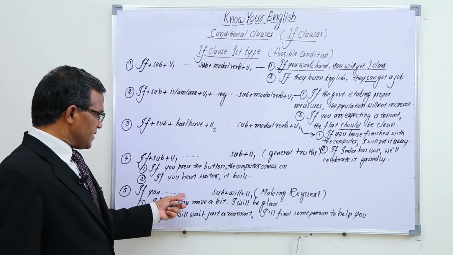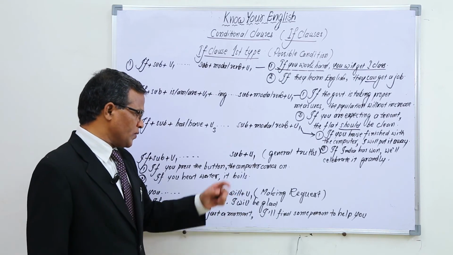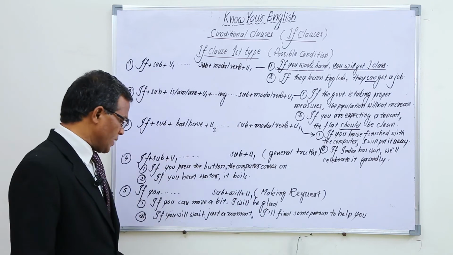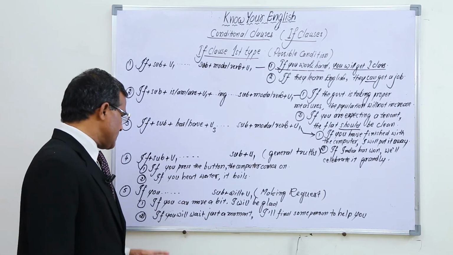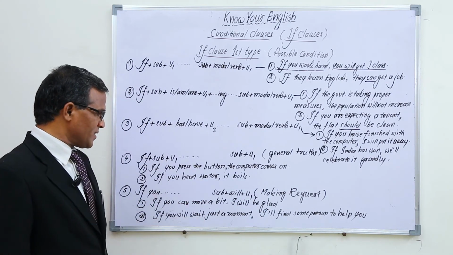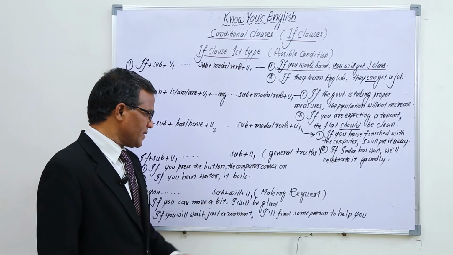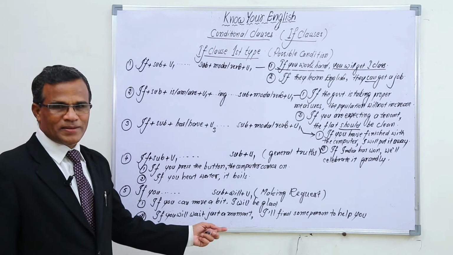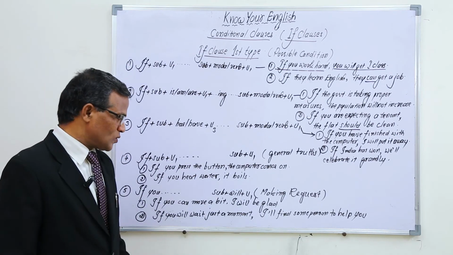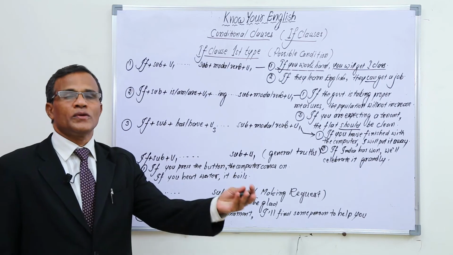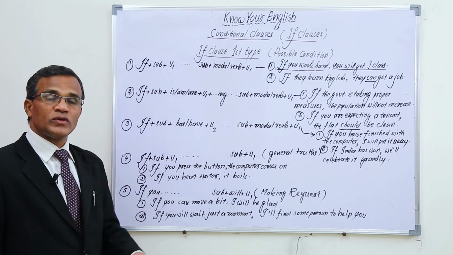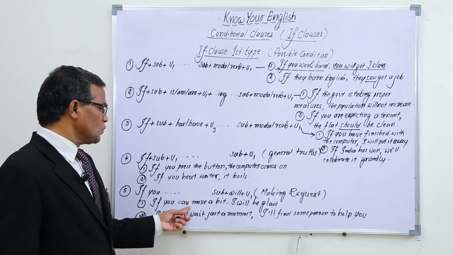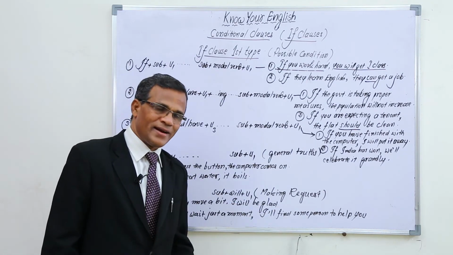Then if you dash dash dash, subject plus will plus V1. This is purely for making requests. For making requests we use this one. If you can move a bit, I will be glad. Means please move a bit. This is nothing but please move a bit. So he is requesting a person to move a bit. So if you want to request a person to move a bit, you can use an if clause also. If you can move a bit, I will be glad.